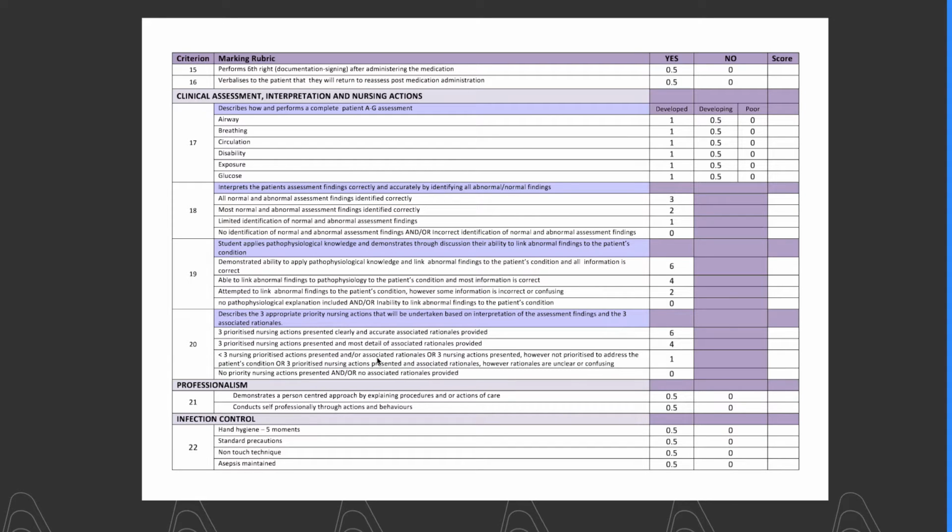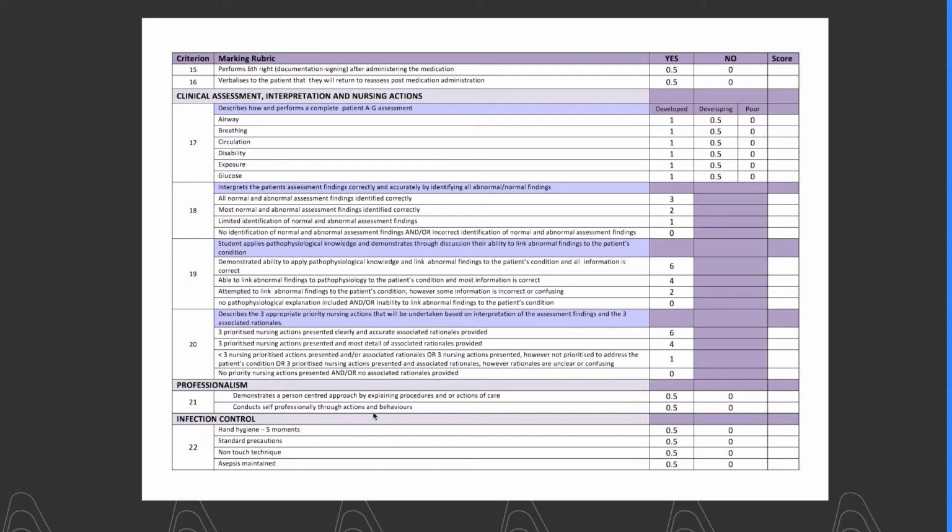Then you have marks allocated for professionalism, and what I mean by that is, did you demonstrate a person-centered approach by explaining procedures or actions or cares? Did you conduct yourself professionally through your actions and behaviours? So they're marks that are overall marks for your performance on that day.